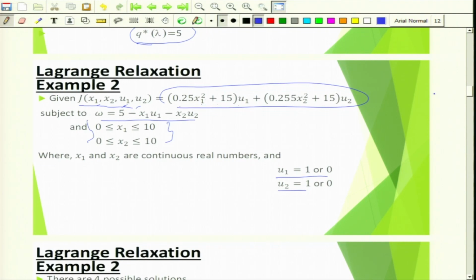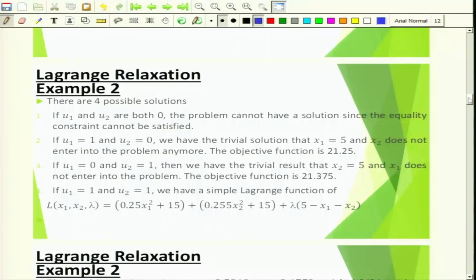Now how do you solve this problem? It's discontinuous, you can see here, because you are adding a binary number 1 or 0. You cannot straight away differentiate and solve the thing, you have to separate it out. Now what you will do is, just because there are two variables u1 and u2, what is the possible combination? Either you have 0 0, 0 1, 1 0, 1 1, 4 combinations. Now you try for each of the combinations.